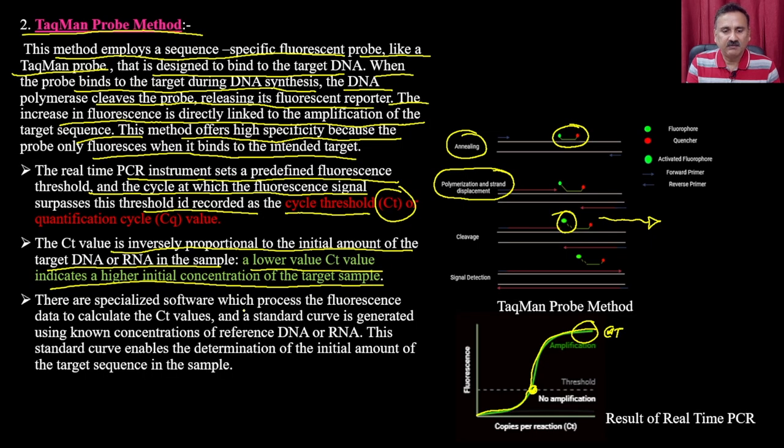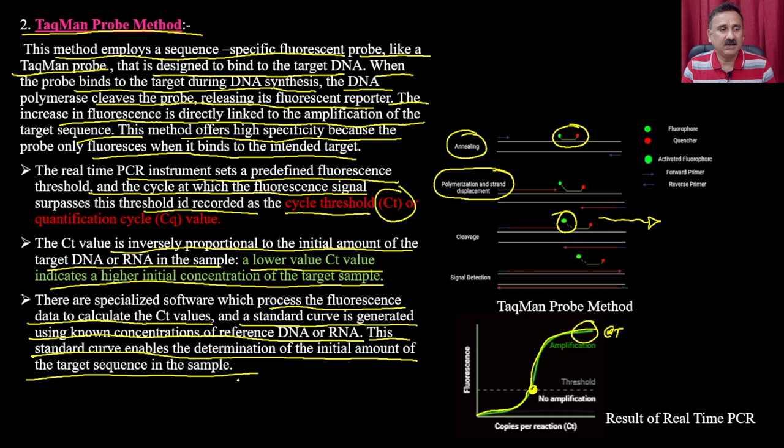There is specialized software which processes the fluorescent data to calculate the CT value, and a standard curve is generated using known concentrations of the reference DNA and RNA. This standard curve enables the determination of the initial amount of the target sequence in the sample.